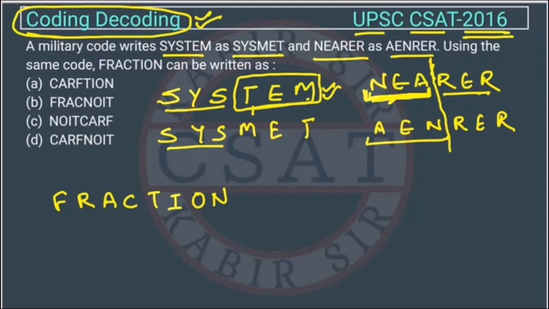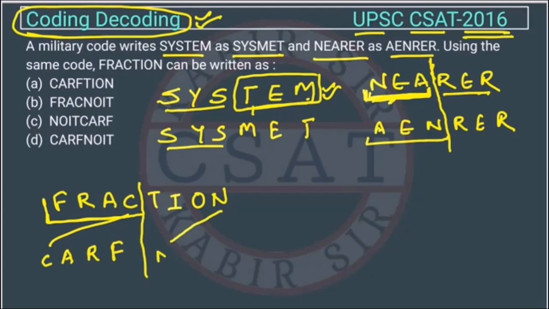So the same concept we will apply here. How many letters are there? First, second, third, 4, 5, 6, 7, 8. So half will be 4, right? So this is the half, and we will reverse it. How will we write? C will come this side, then A, then R, and then F, right? And similarly N will come this side, so this will become N, then O, then I, and then T, right? So this will be the answer.